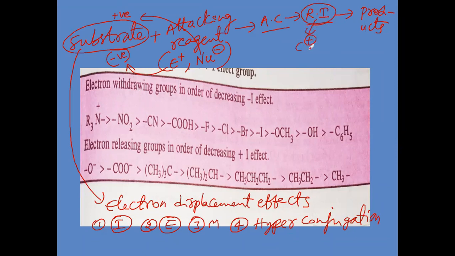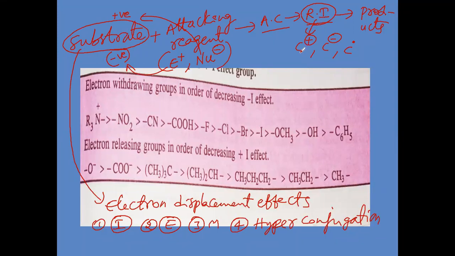Carbocation, carbanion, and carbon free radicals. A C dot indicates what more? Free radical. Carbon with one electron is called a free radical. Carbon with negative charge is called a carbanion, and carbon with positive charge is called a carbocation. So carbocations, carbanions, carbon free radicals: these are all different types of reaction intermediates.